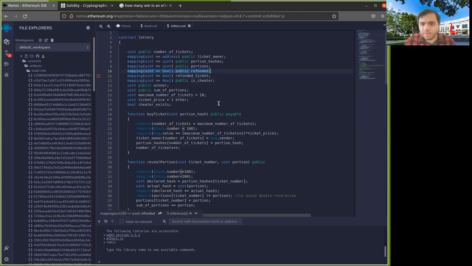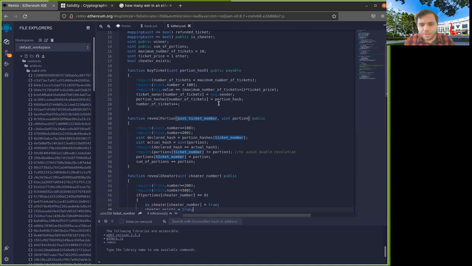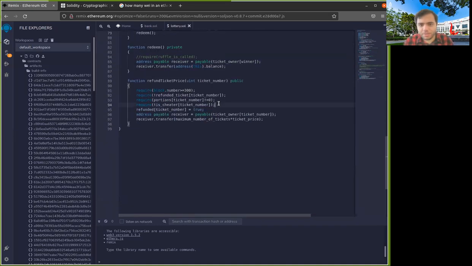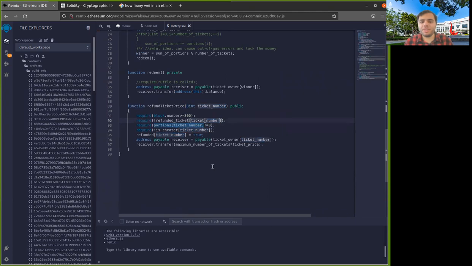Getting ugly, but you get the idea, and you can probably write it in a nicer way because I'm just writing it on the fly without actually thinking about how many variables I'm using. Okay, so I require that this person is not a cheater. They have revealed their portions. Actually, these two are now kind of the same thing. And if so, I will just pay them. And I have to pay them the ticket price. Hopefully now I don't have any more bugs.